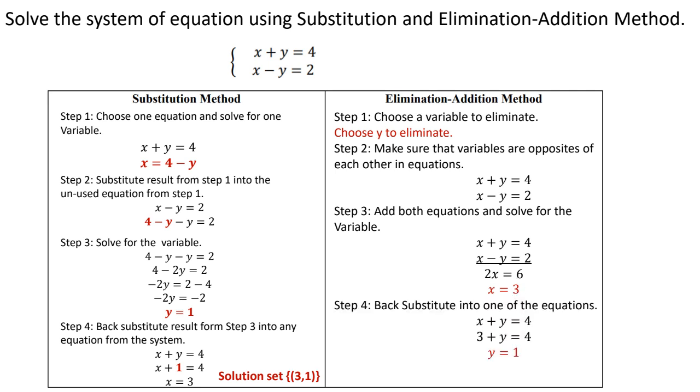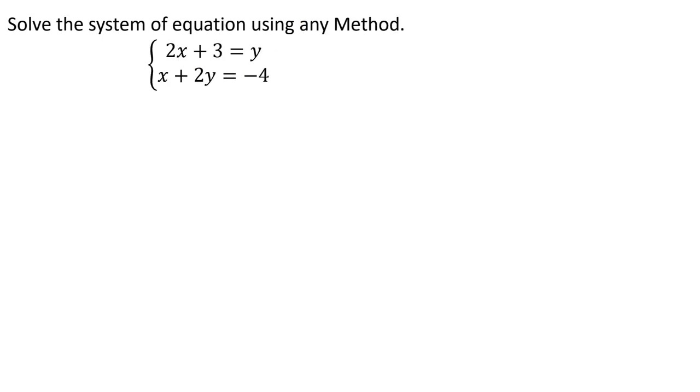And then to find the y, we back substitute, so you can choose any equation. And so for x, I know it's 3, so I replace the 3, plus y is equal to 4. Subtract 3, so we get 4 minus 3 is 1. So as you notice, the solution is the same. Okay. So those are the two methods.